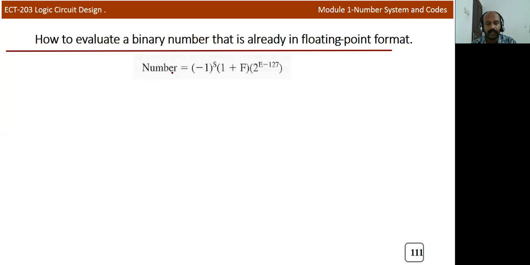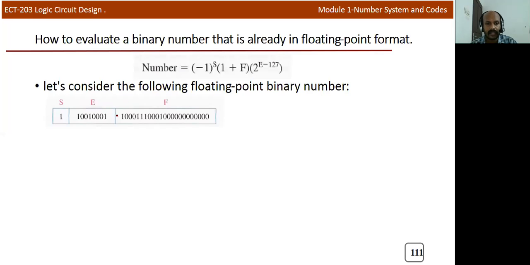So you can use this particular formula to calculate the actual value: (-1) raised to s, times (1 plus f), the fractional portion, times 2 raised to e minus 127, because the exponent is already added with 127, so now we need to subtract that. And we know that the fractional portion is always 1 point something, but we are eliminating that 1 when we write the single precision number. So assume that the given single precision number has the sign bit 1, the exponent is given, and the fractional portion is given.